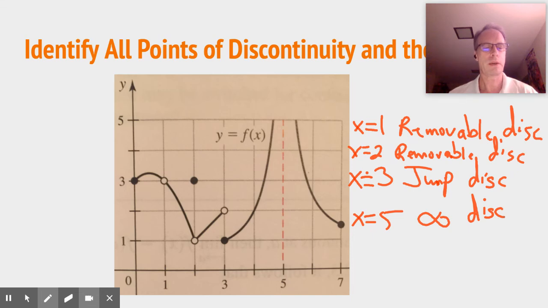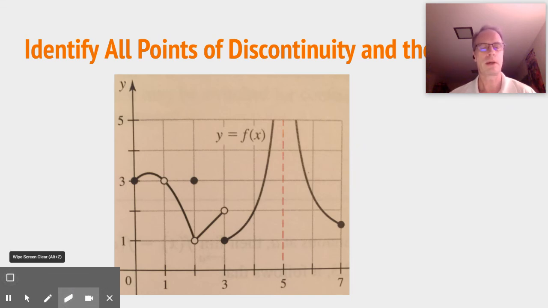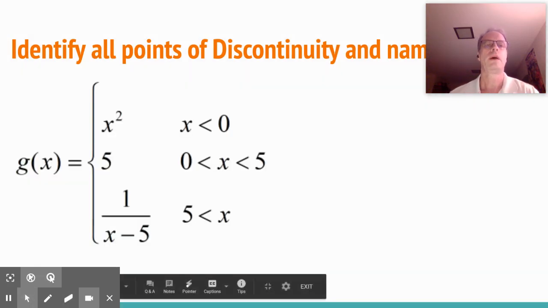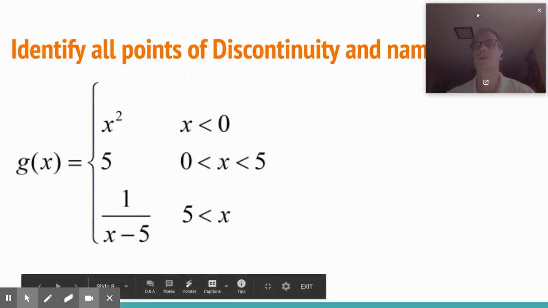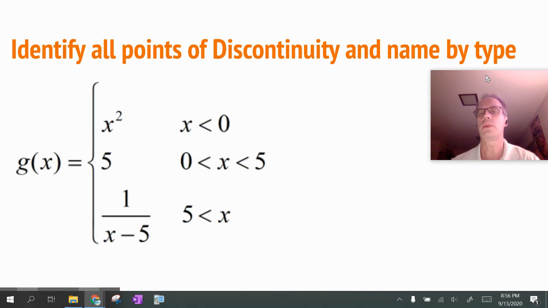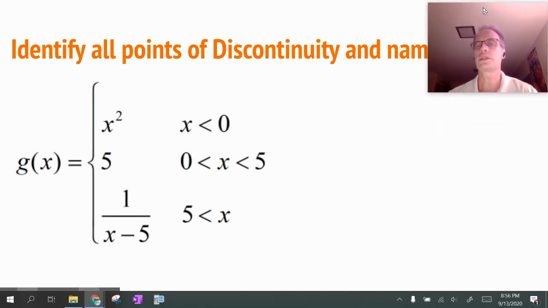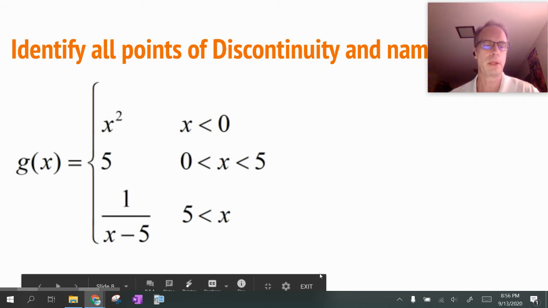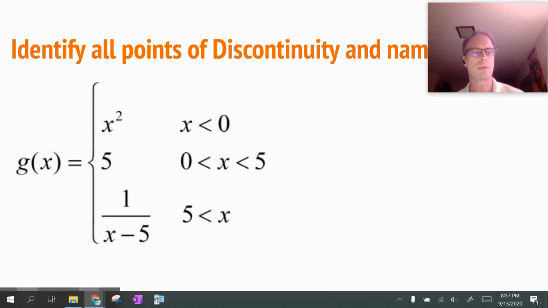Okay, next up, let's see what we can do next. Here we go. There we go. Identify all points of discontinuity and describe what they are by type. Now, once again, this is a piecewise function, so for many of you, it wouldn't be a bad idea to try and come up with a sketch of what this looks like. So here we go.